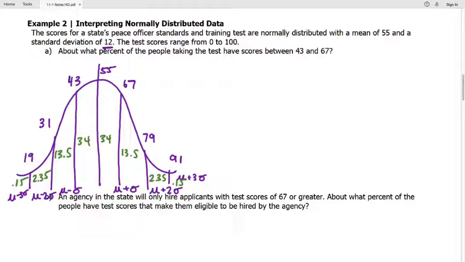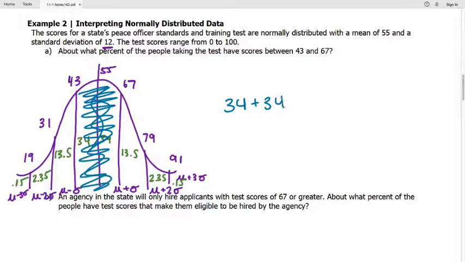Okay, we are asked about what percent of the people taking the test have scores between 43 and 67. So based on how I just labeled all of the scores at the top, 43 and 67, we're looking for all of this information, or all the data in between here. So 34 plus 34% gets us a total of 68%. So there's a 68% chance that you've got a score between 43 and 67, right? Or 68% of people score between 43 and 67. It's a pretty hard test, actually, if you think about it.